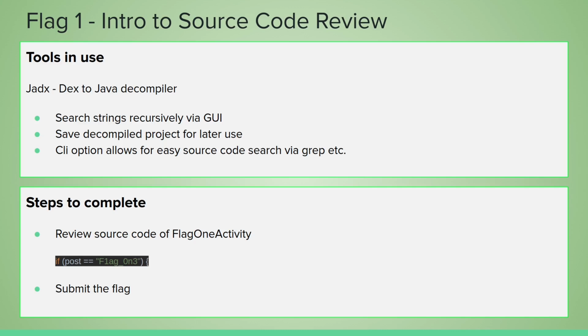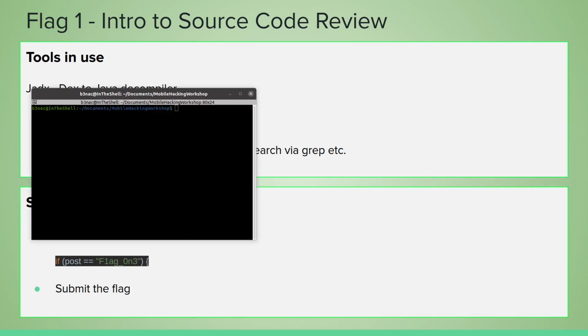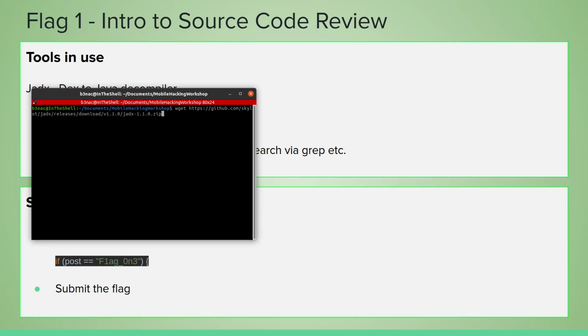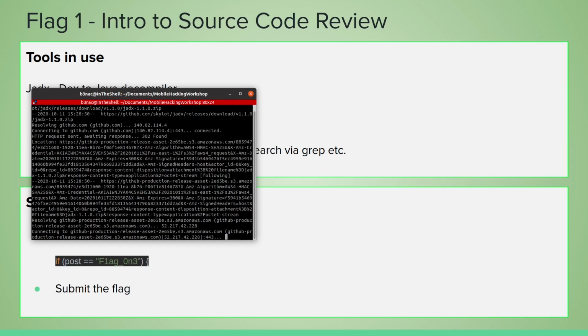Steps to complete: what we're going to do is review the source code of the first flag, find the flag, and then submit it, and I'll show you exactly how all that works. First, we're going to get the latest release of JADX, and we can use wget to download via command line so we don't have to go through the browser. It's very important to get the zip file because this is going to have the binary in it. The tar file does not. It's the source code. If you'd rather build from source, that's fine too.